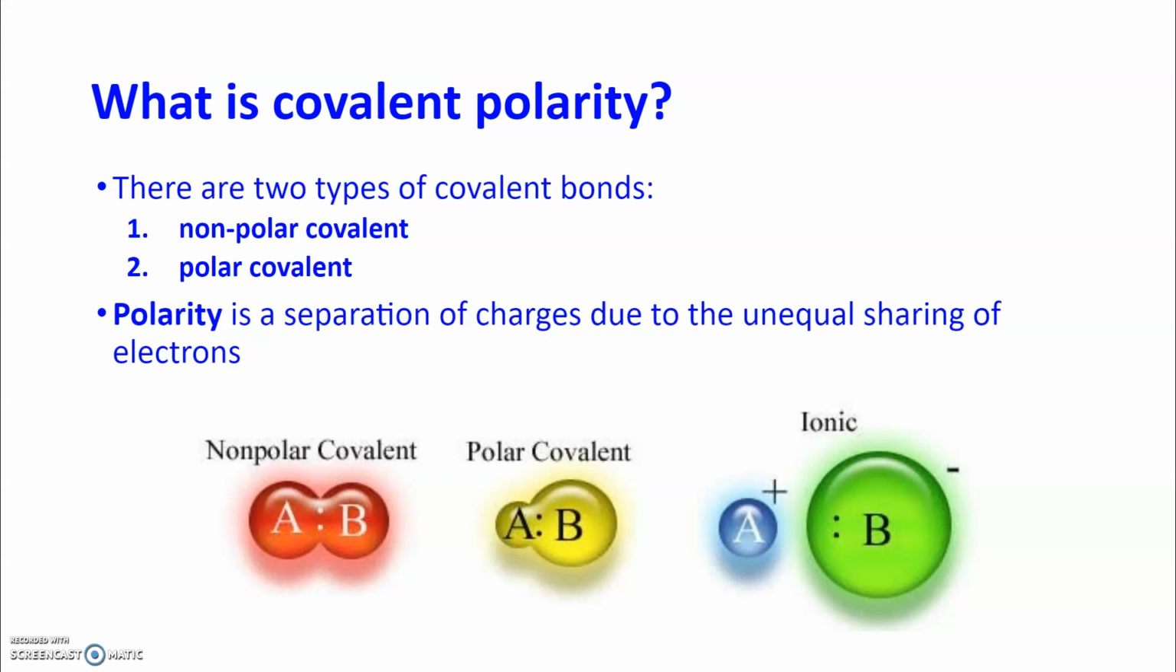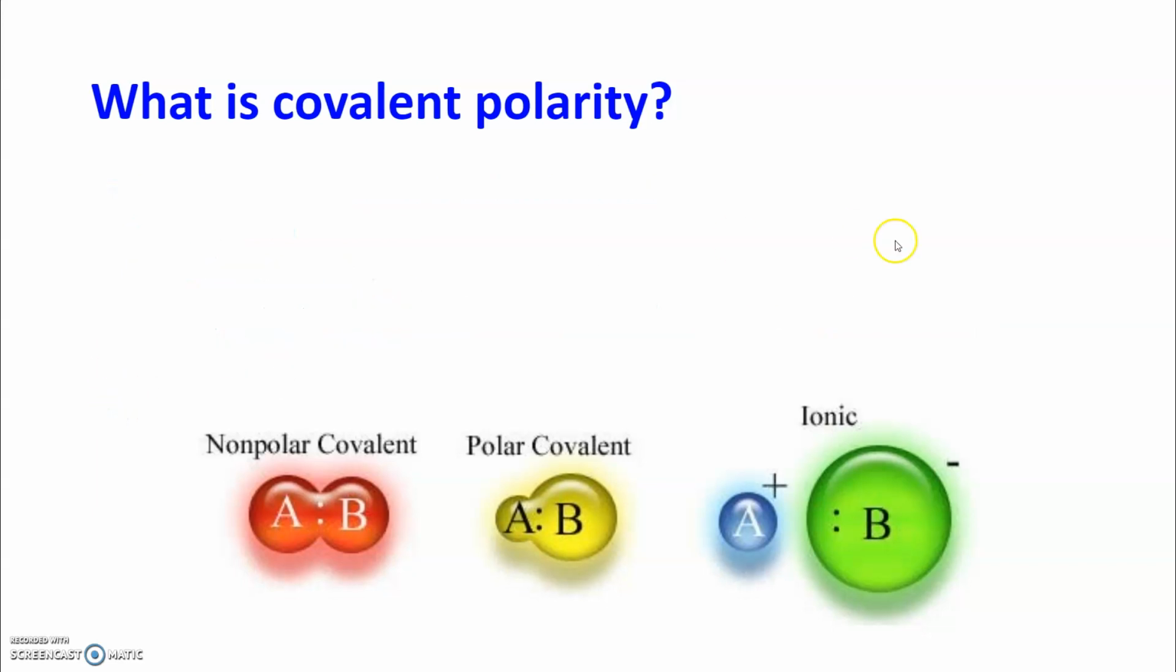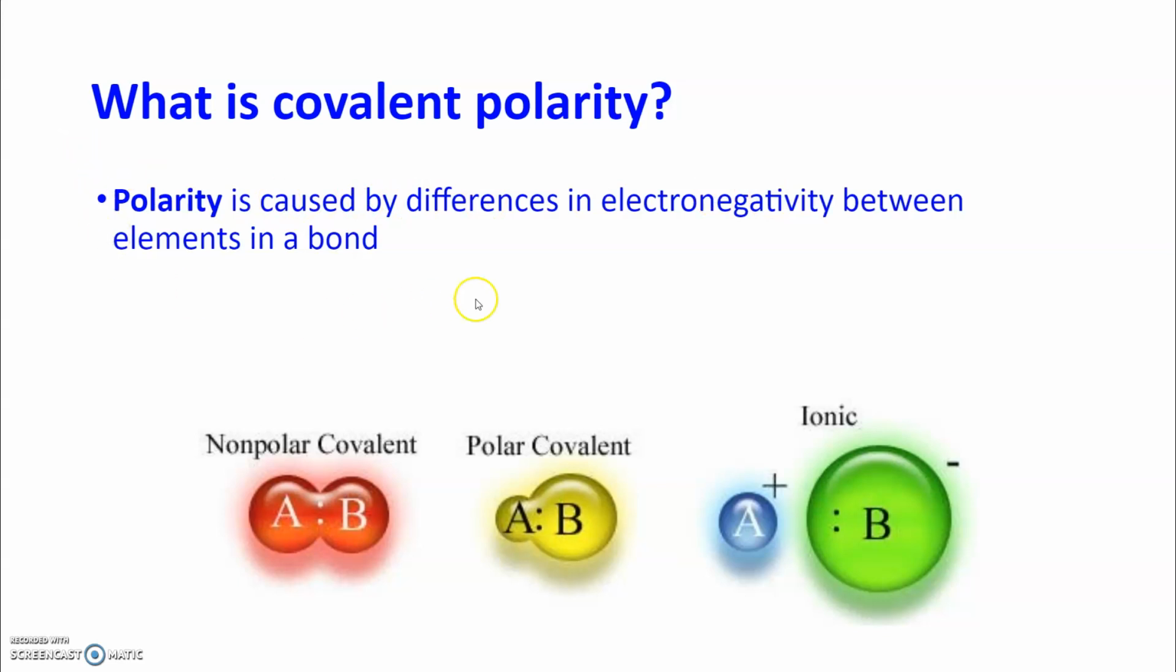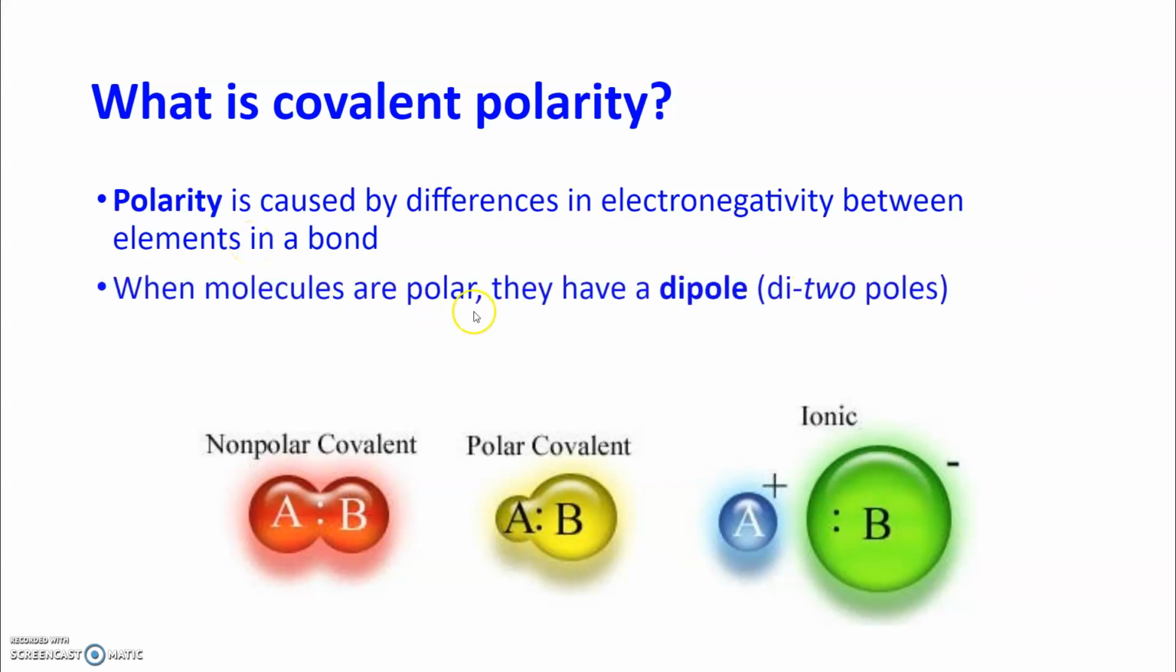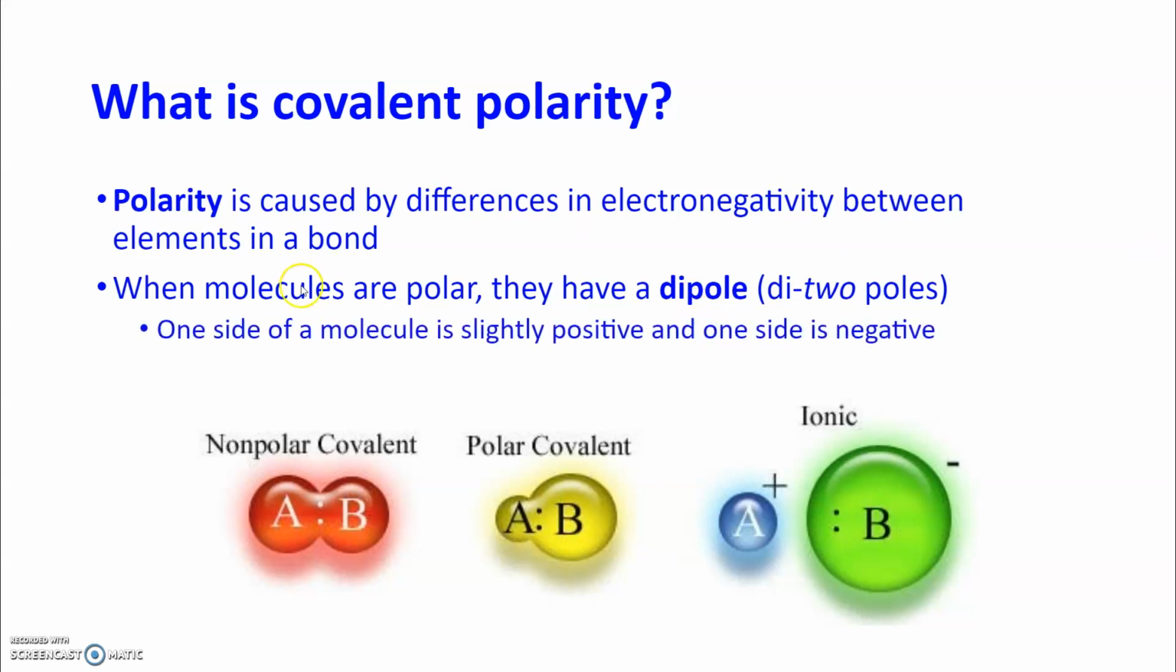So ionic bonds in some ways are like polar covalent bonds gone haywire, right? They're super intense to the point of actually stealing the electron. Polarity is caused by differences in electronegativity between the elements in the bond, as I mentioned. So when molecules are polar, we say that they have a dipole, di meaning two poles, right, two charges. One side is slightly positive and one side is slightly negative. So these little magnets are not as strong as an ionic bond, but they are strong.